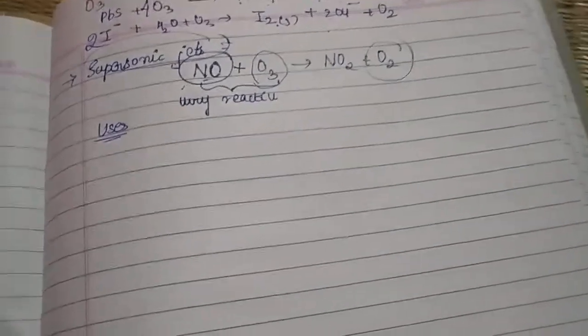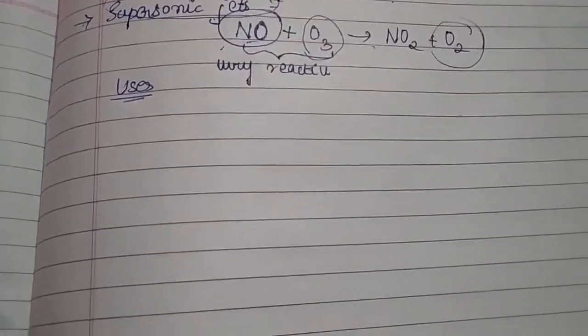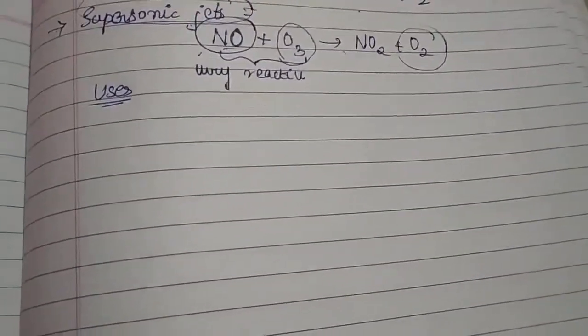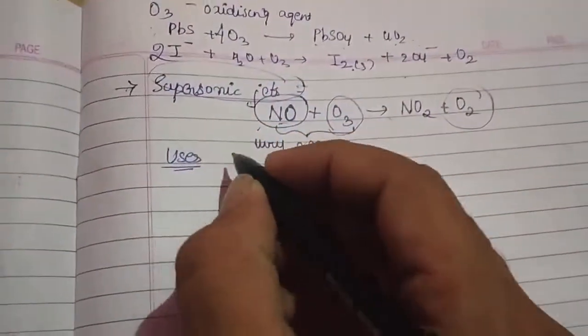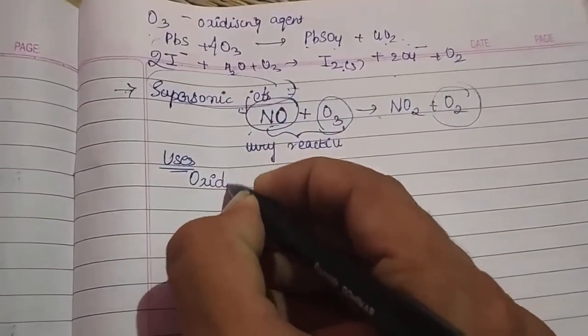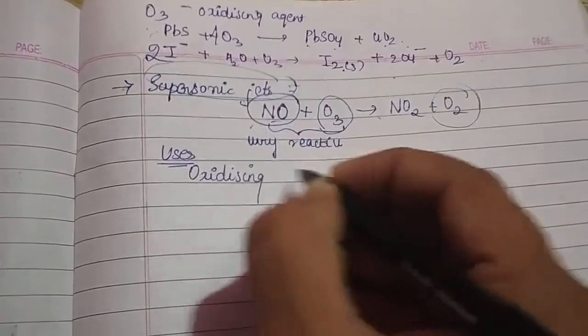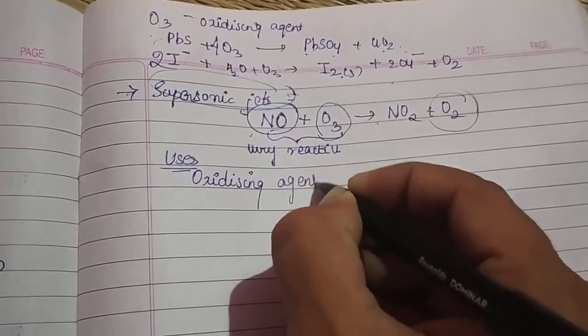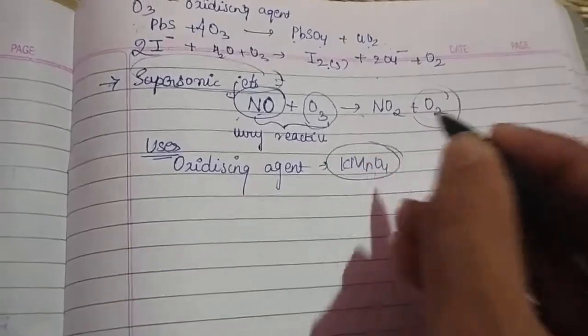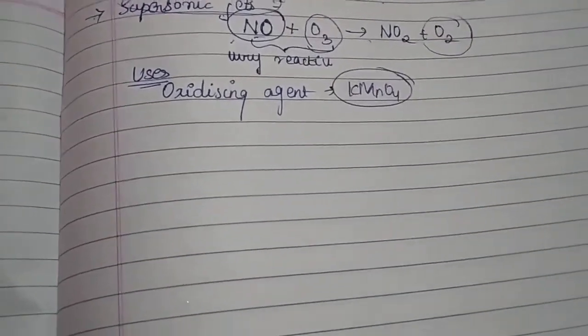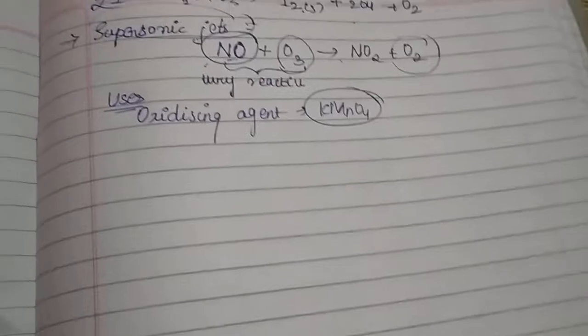For sterilizing water, we use ozone as a germicide or disinfectant. Similarly, it is also used as an oxidizing agent for the manufacture of potassium permanganate, KMnO4. So for making KMnO4, we also use ozone as a better oxidizing agent.